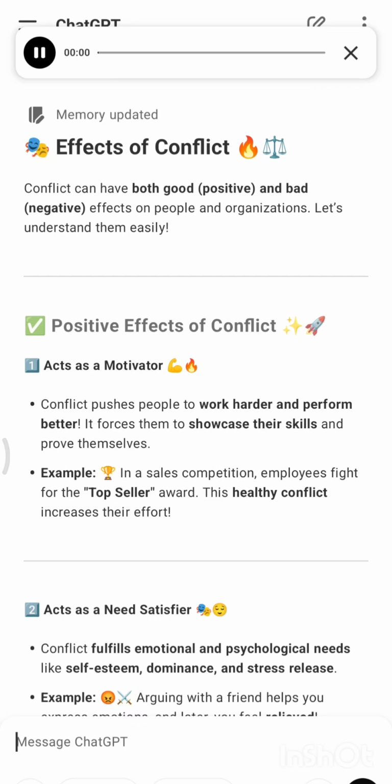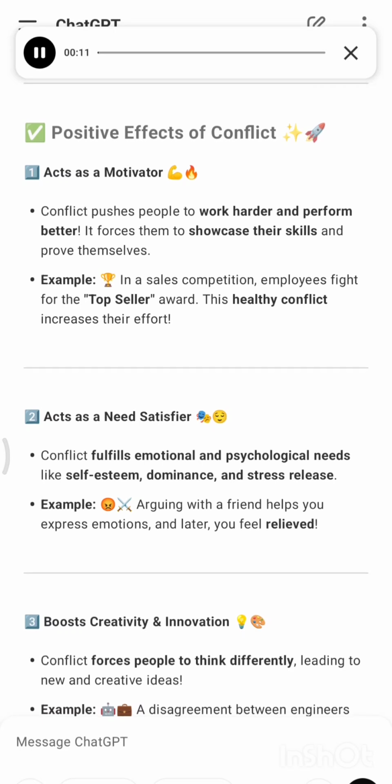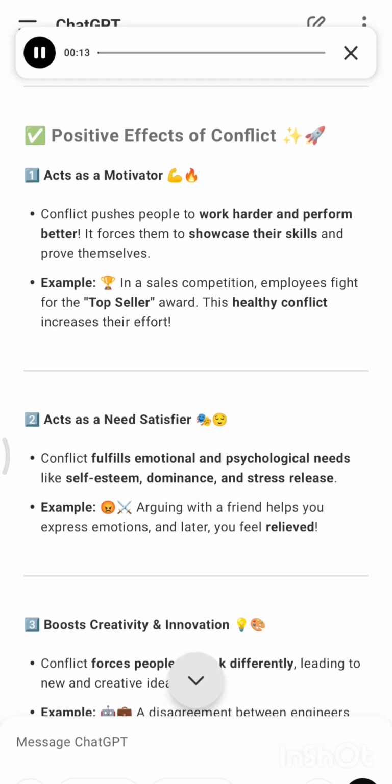Effects of conflict. Conflict can have both good, positive, and bad, negative effects on people and organizations. Let's understand them easily. Positive effects of conflict. 1. Acts as a motivator. Conflict pushes people to work harder and perform better. It forces them to showcase their skills and prove themselves.